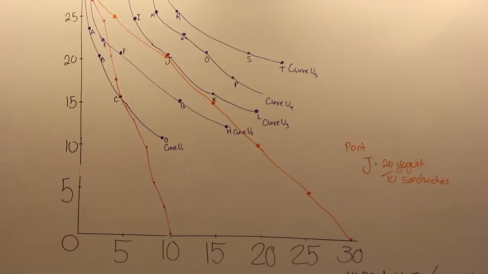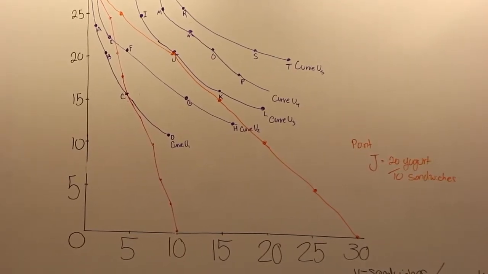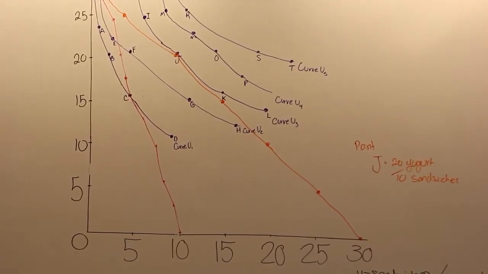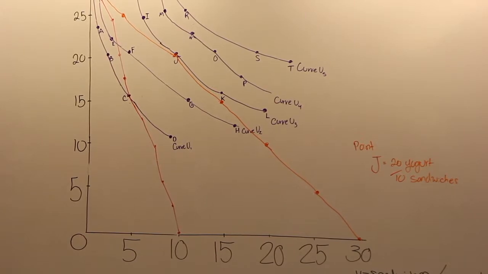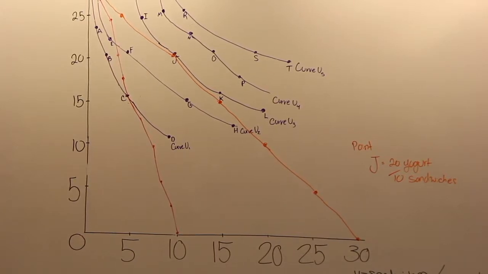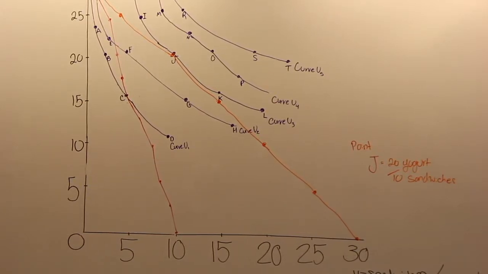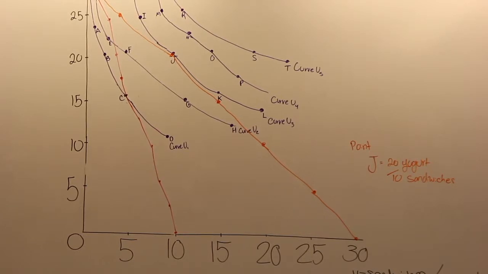Part B. Now suppose the price of sandwiches is cut to $1.20. Draw the new budget line. Identify a point at which Sid maximizes utility. How many sandwiches will he consume? How many cartons of yogurt will he consume?